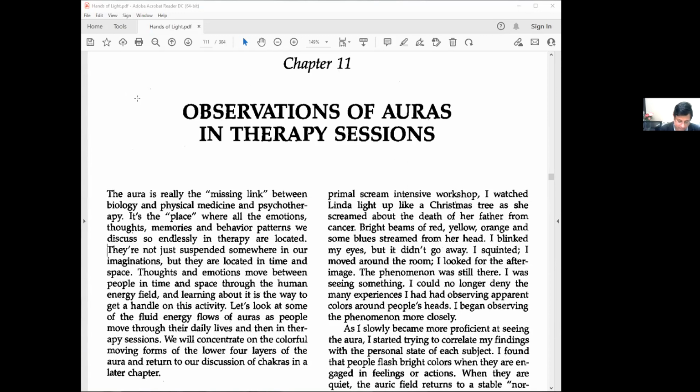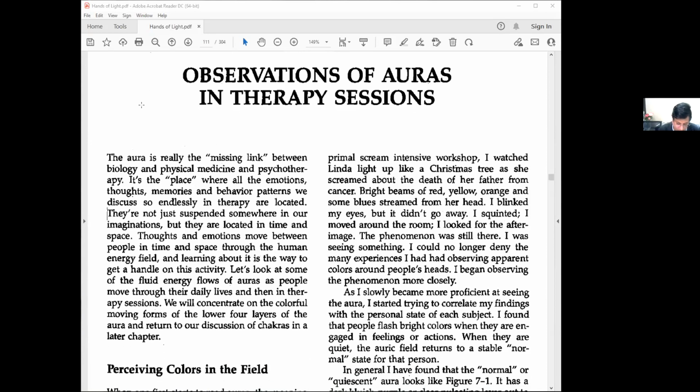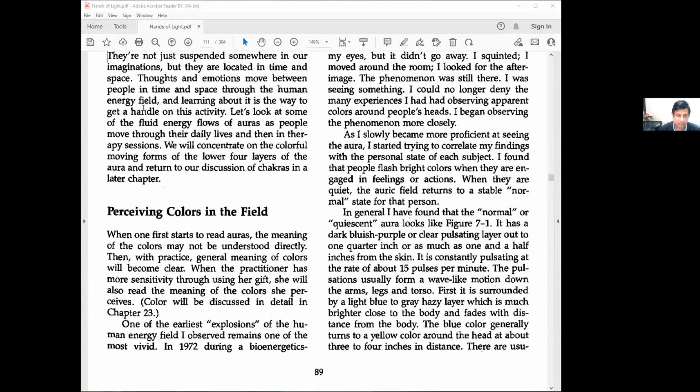Let's look at some of the fluid energy flows of auras as people move through their daily lives and then in therapy sessions. We will concentrate on the colorful moving forms of the lower 4 layers of the aura and return to our discussion of chakras in a later chapter. Perceiving colors in the field. When one starts to read auras, the meaning of the colors may not be understood directly. Then with practice, general meaning of colors will become clear. So this is very important.